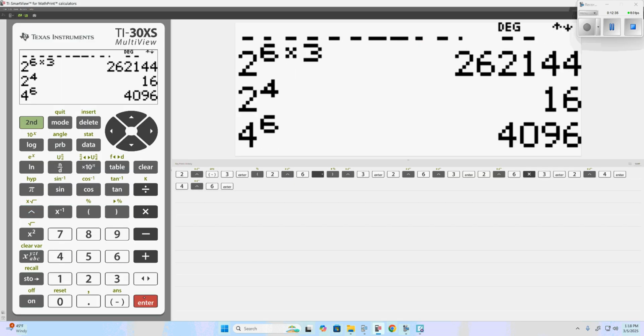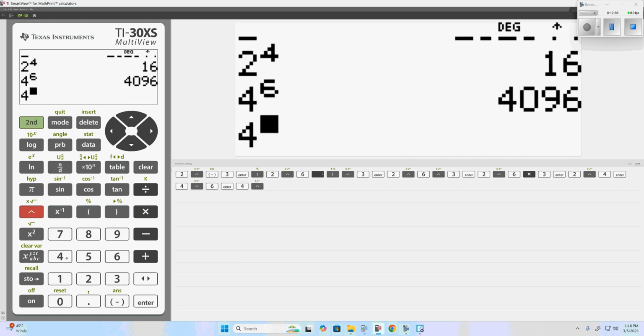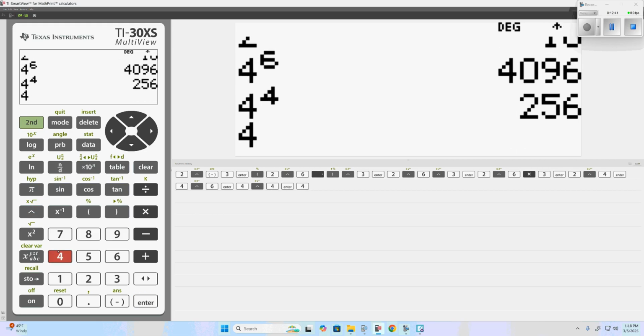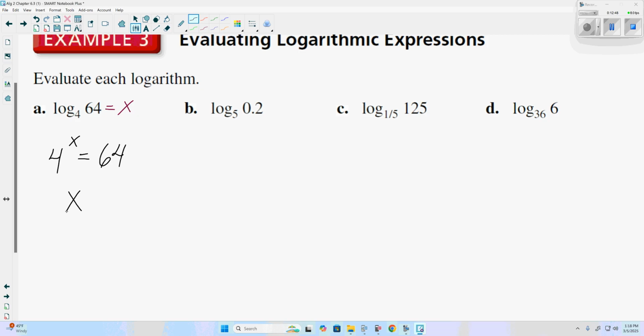4 to the 3rd. So log base 4 of 64 is 3. So we're saying 4 to what power is 64? So 4 to the third power would give us 64. Let's look at the next one.